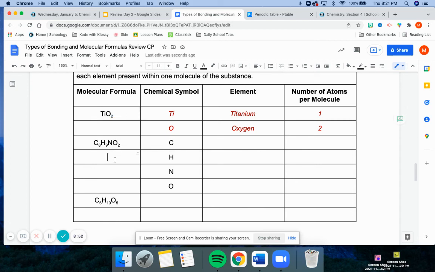Okay. Some people in some of the classes were asking what all of the blank rows were for, so hopefully this makes it a little bit clearer. The blank rows in the molecular formulas column are so that you have enough room to type out all of the chemical symbols and all of the element names for each of the elements present in the different compounds.